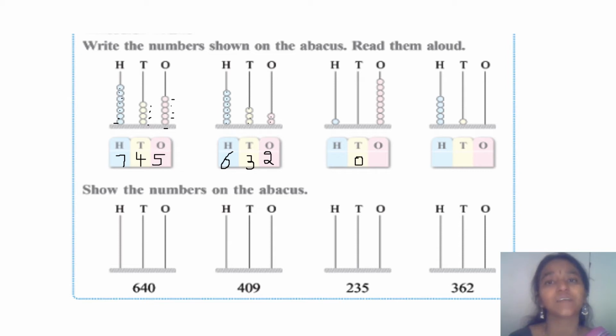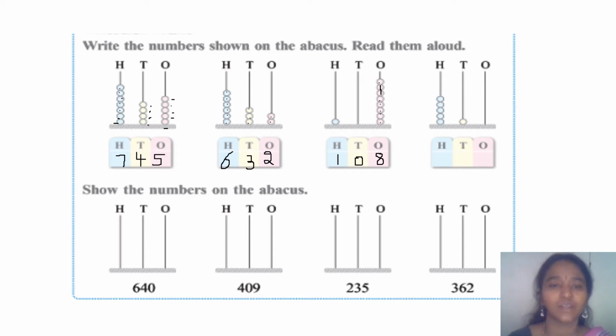Under ones, how many beads are there? 1, 2, 3, 4, 5, 6, 7 and 8. So 8 ones. And under hundreds, only one bead is there. How will you read this? 108. Okay. Now, this is for your homework.